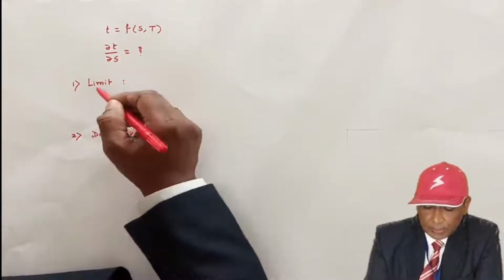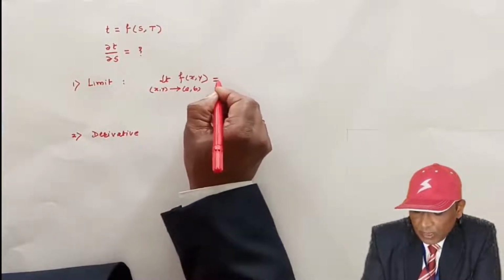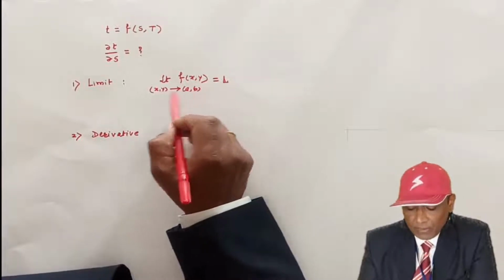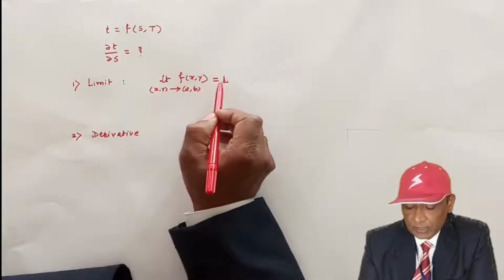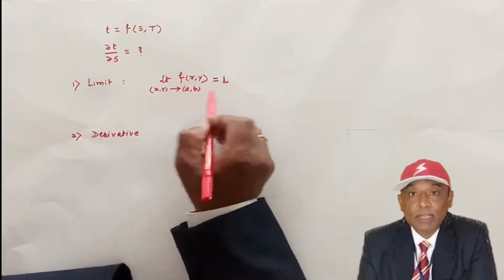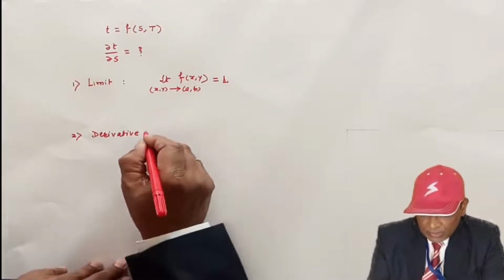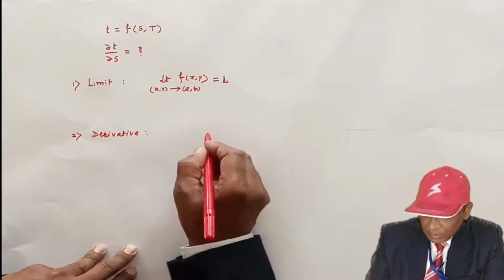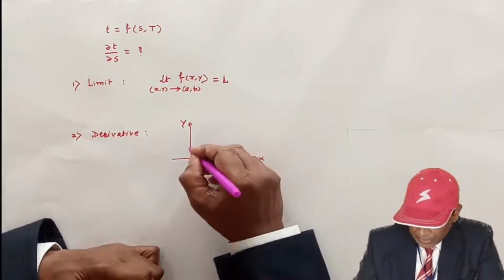In short, what is the limit? The limit of a function f(x, y) is equal to L when (x, y) tends to (a, b). When this approaches (a, b), the value of the function is L. This is what is called the limit. Now, what is a derivative? In earlier years, you might have gone through derivatives. Graphically, I tell you first: the derivative represents the slope of the tangent.